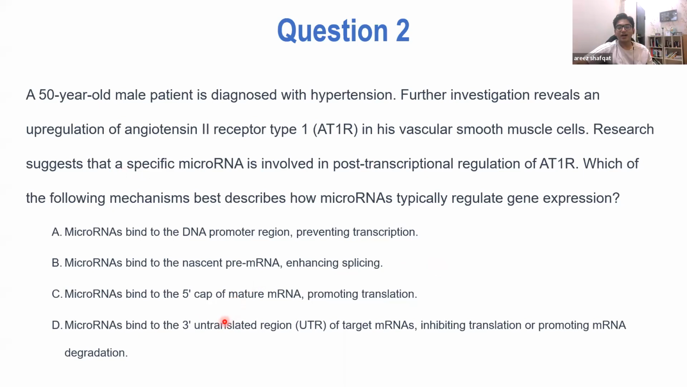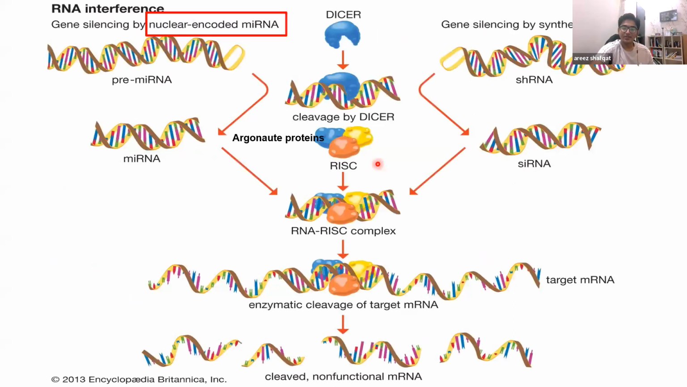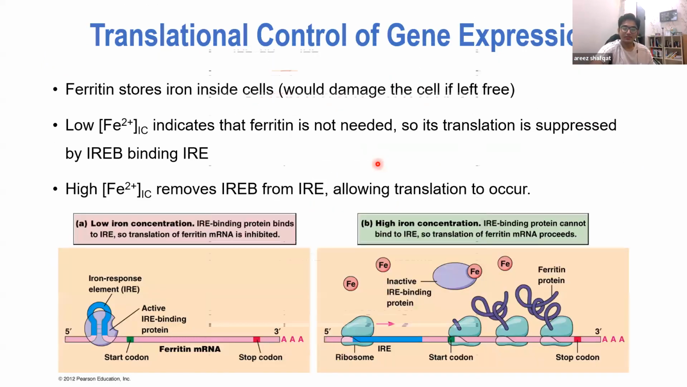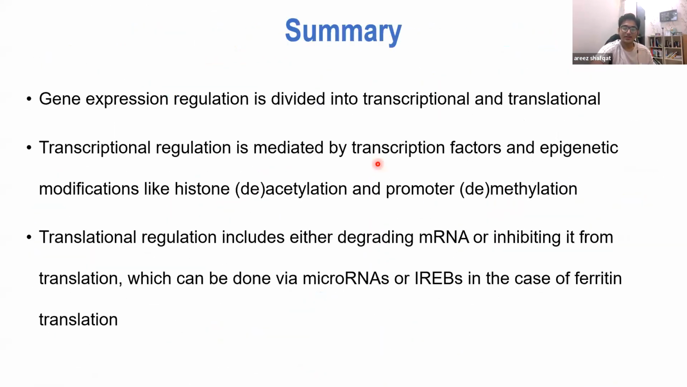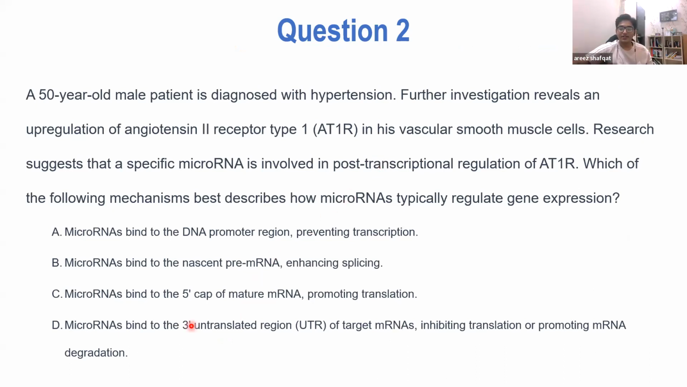Yes, microRNAs bind to the 3' UTR of target mRNAs. I think I've copied the question wrong, but yeah, it's correct. So microRNAs bind to the 3' UTR of target mRNAs, inhibiting translation or promoting mRNA degradation. So Reem, this is all you need to know about microRNAs actually. That's this mechanism of action. Regarding whether it's a perfect match or imperfect match, and what are the specific mechanisms involved, that's not important. Just know this sentence, okay?